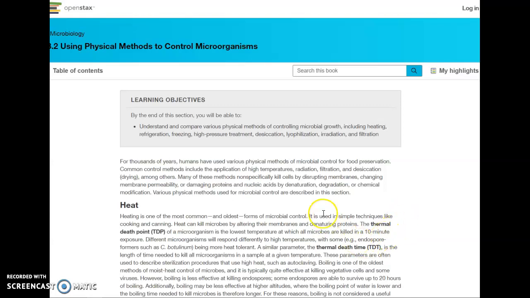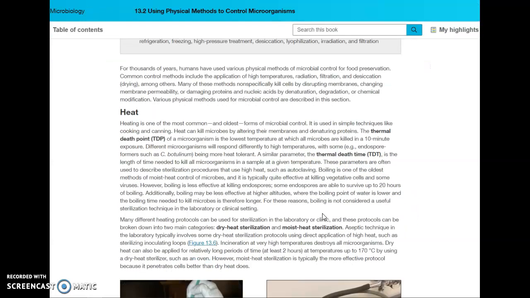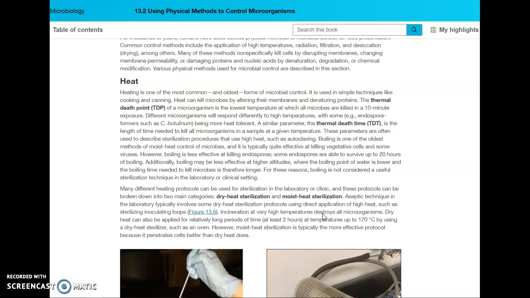So heat is really the most common. It's the oldest method that we have in terms of microbial control, and every time we go into the lab, we use heat. We use our burners to sterilize our loops before we begin our experiments. So heat, of course, is one of the easiest forms of microbial control. Heat kills microbes by altering their membranes and also denaturing proteins.